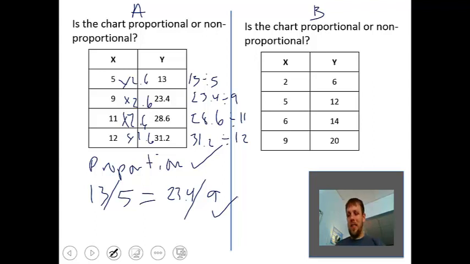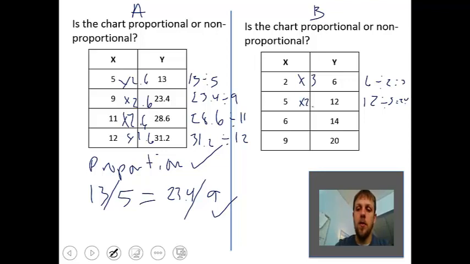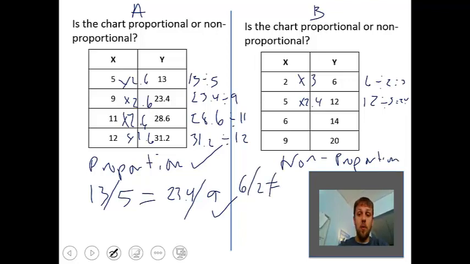All right, try letter B. Is this proportional or non-proportional? Okay, let's see. Well, 6 divided by 2 is 3, so times 3. How about 12 divided by 5? 12 divided by 5 is 2.4. So I'm going to stop and say this is not proportional, and the reason why it's not proportional is because 6 divided by 2 does not equal 12 divided by 5. I have my answer and I have my reason.